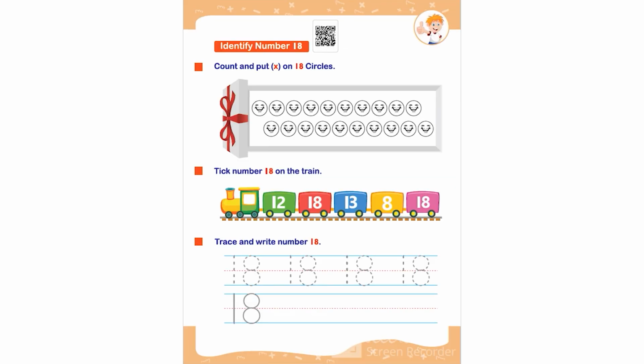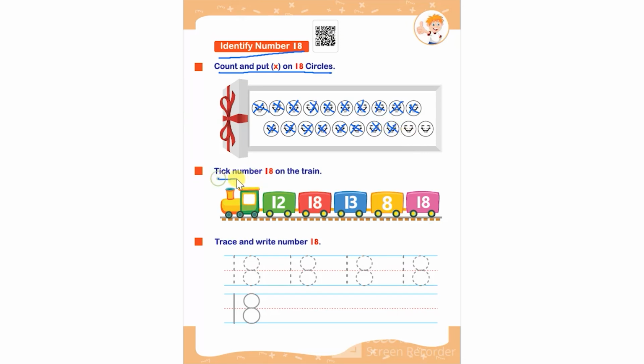Hello everyone. In this worksheet, the topic is identify number 18. Count and put a cross mark on 18 circles. So over here, they have to put a cross mark on 18 circles after counting them. So 1, 2, 3, 4, 5, 6, 7, 8, 9, 10, 11, 12, 13, 14, 15, 16, 17 and 18.